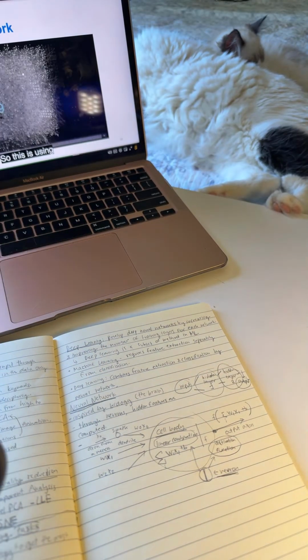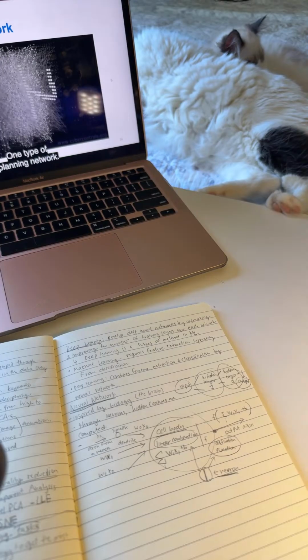So this is using the convolution neural network, one type of deep learning network.